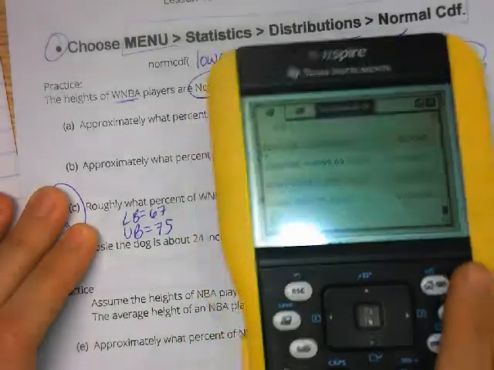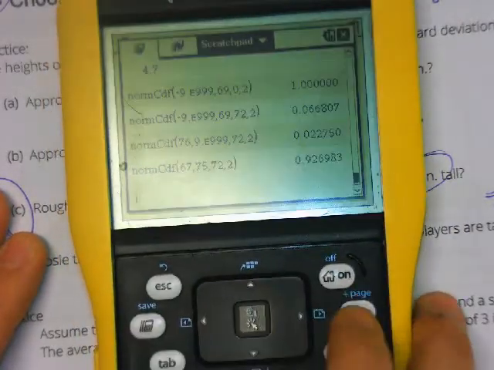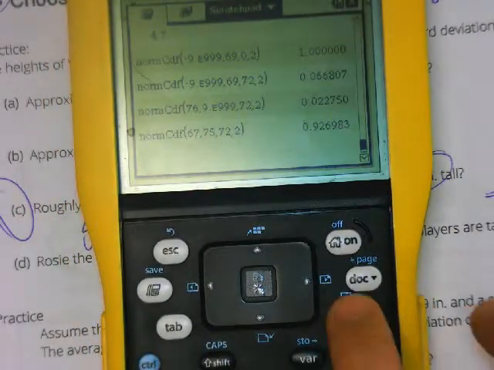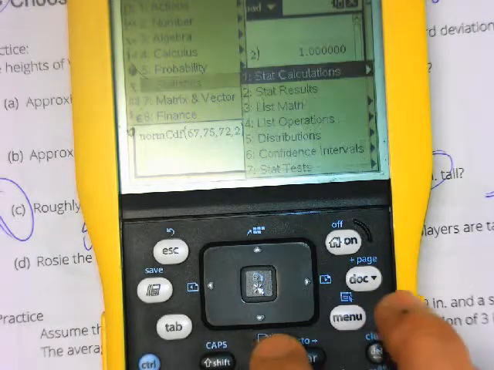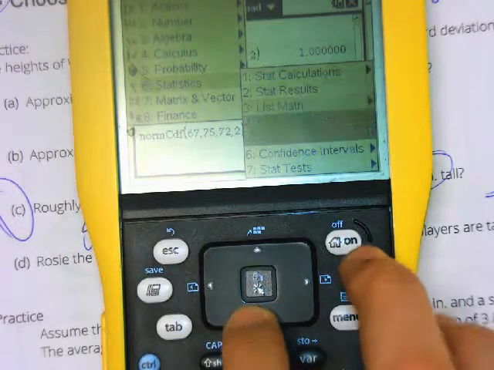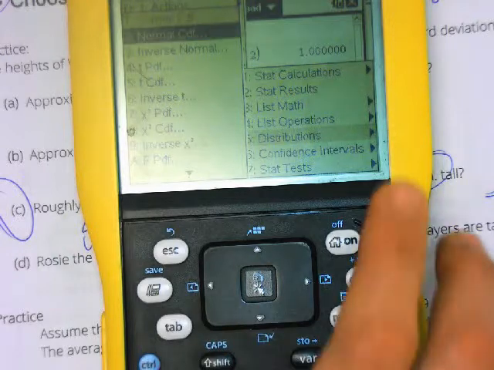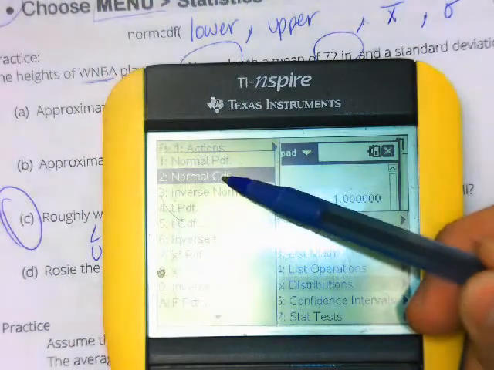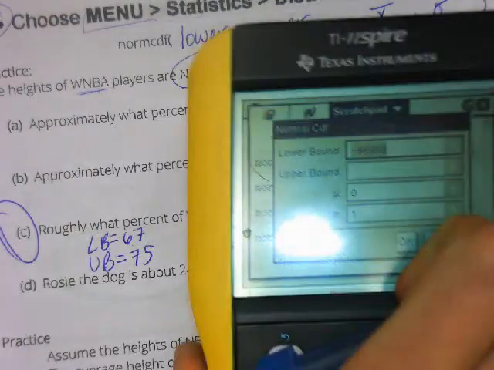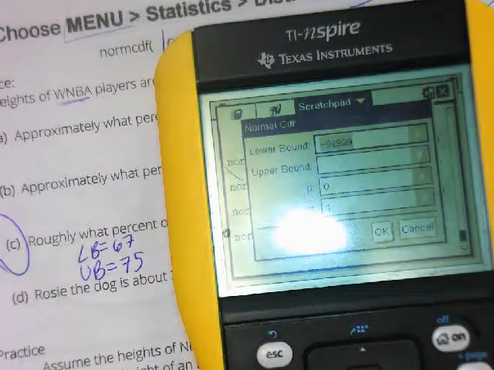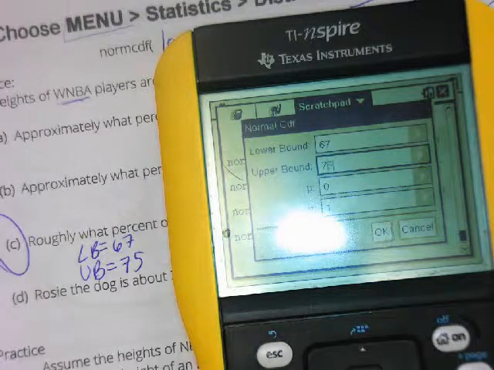So let me go ahead and go through the steps of how to generate this the first time. Just in your calculate screen, you're going to push menu and go down to statistics and go down to distributions, and then make sure you pick norm CDF, not norm PDF. Okay, our lower bound is 67. Our upper bound is 75.